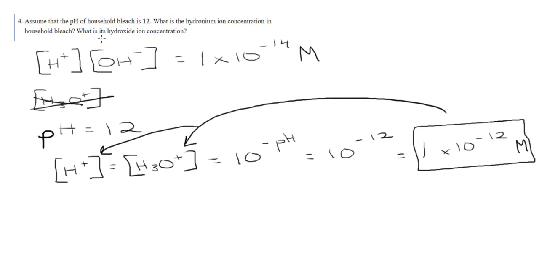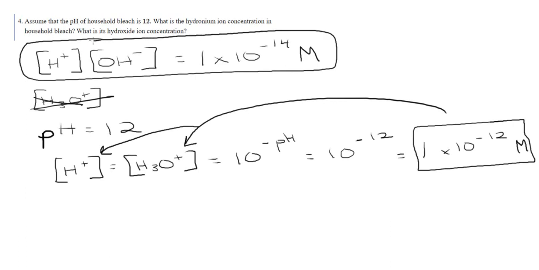Well, using this equation back up here again, if I know that the hydrogen ion concentration, this number here, is 1 times 10 to the negative 12th, and when I multiply it by the hydroxide ion concentration, I get 1 times 10 to the negative 14th, I can rearrange the equation and solve for this variable right here. So let's do that.